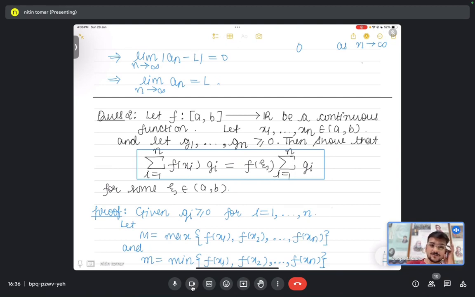So try to do as many questions as possible, and whenever you see a proof, try to see what technique is developed there. That is how you do proof.